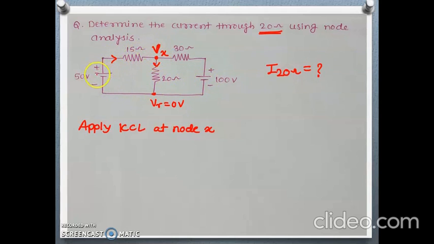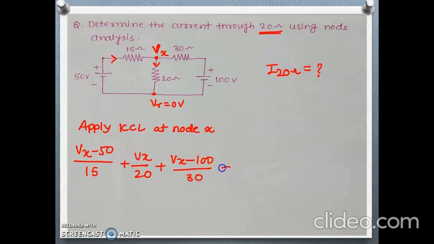So Vx minus 50 divided by 15, then plus Vx divided by 20, plus Vx minus 100 divided by 30, is equal to 0. That means the sum of all currents at each node will be equal to 0. This statement we are using here.